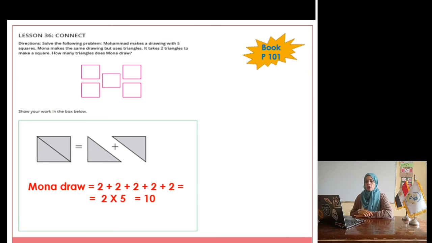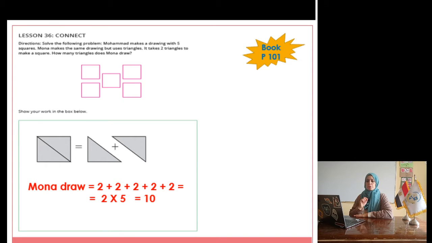From your book, page 101, solve the following problems. Mohamed makes a drawing with 5 squares. If you count the squares, you will find them 5. Mona makes the same drawing but uses triangles. It takes 2 triangles to make a square. How many triangles does Mona draw?